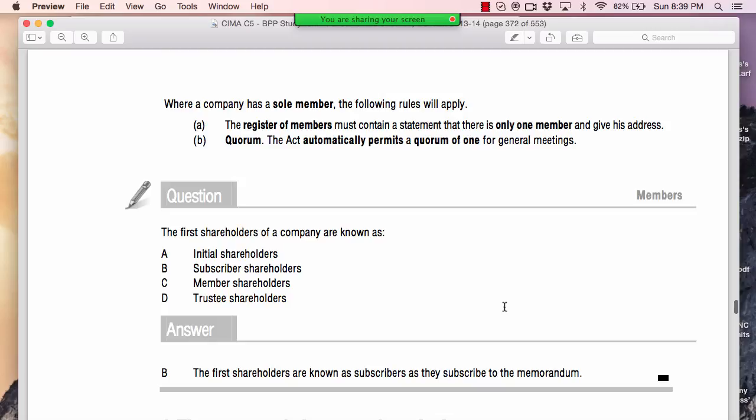Where a company has a sole member, the following rules apply. Sole member means one member. The register of members must contain a statement that there is only one member. So in the register, it is clearly stated that we have only one member. The quorum: the Act automatically permits a quorum of one member. So obviously, if there is only one person who is a member, the quorum is also one person. Is that understood? Yes, it's one person.